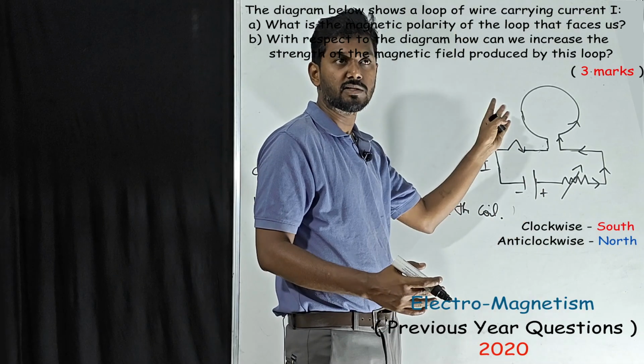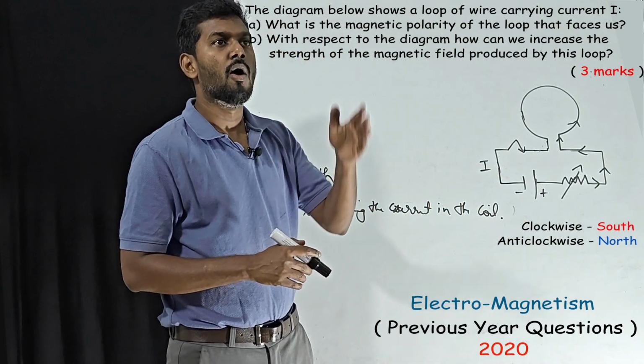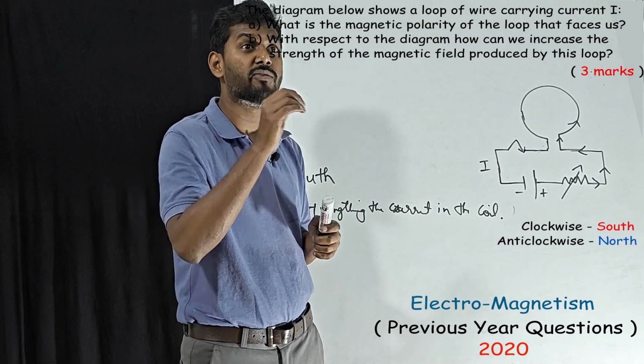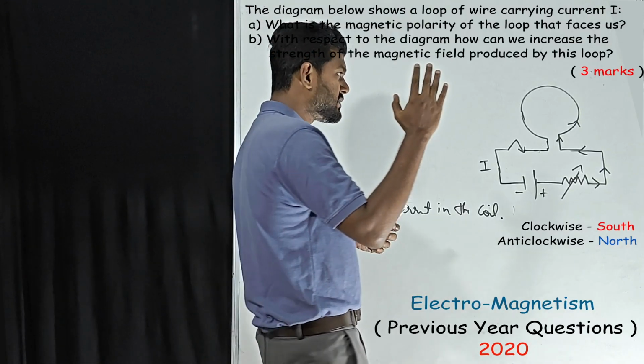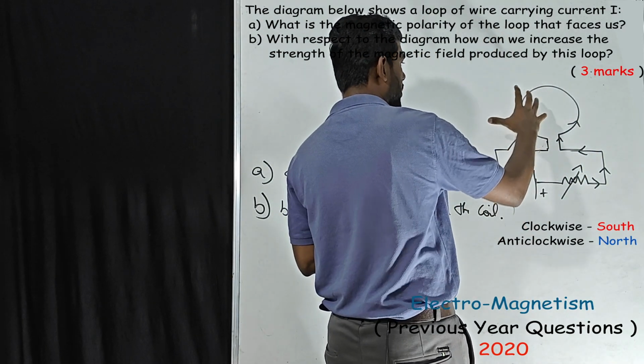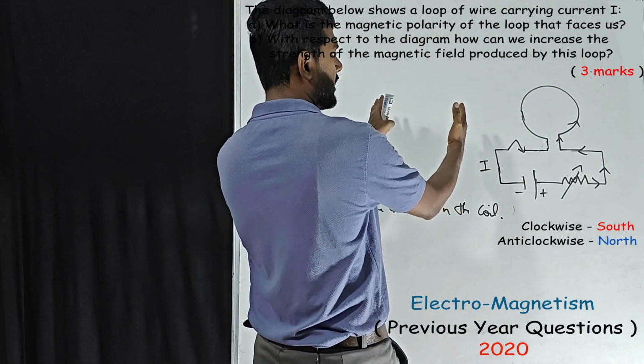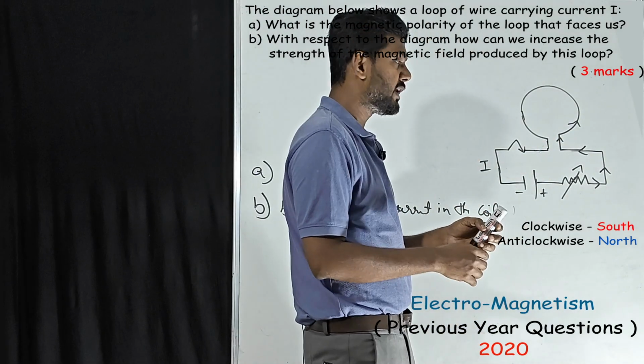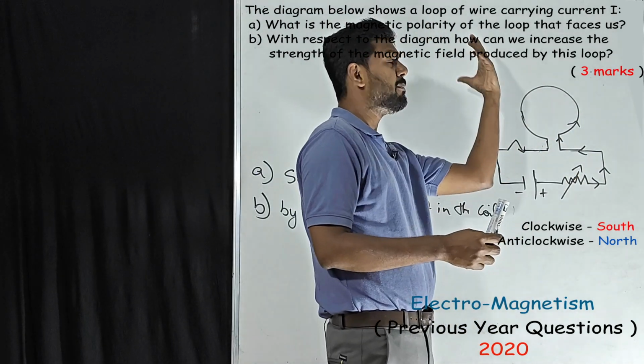If you go to the back side, what if they change the question? What is the magnetic polarity of the loop if it is not facing us? According to this question, we are standing like this. If it is not facing us, then we are looking from the back side.